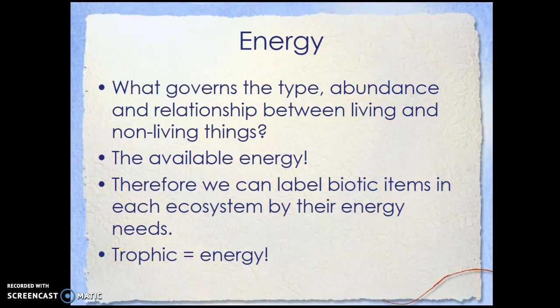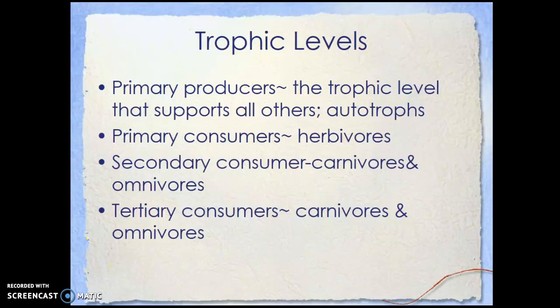All right, next we're going to get on to energy levels and trophic levels. So when we say a trophic level, we're talking about really the energy level within this ecosystem. And basically, all of these relationships between living and non-living things are going to be dependent on how much energy is available. So we're going to look at some biotic organisms, and we're going to look at their energy needs.